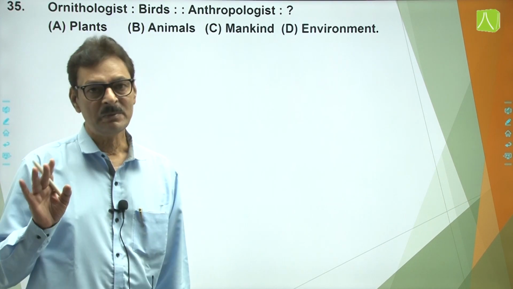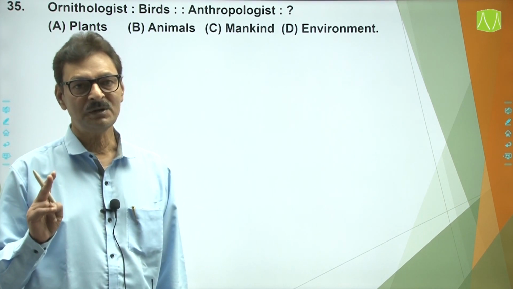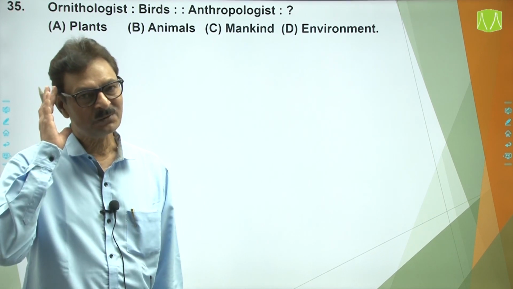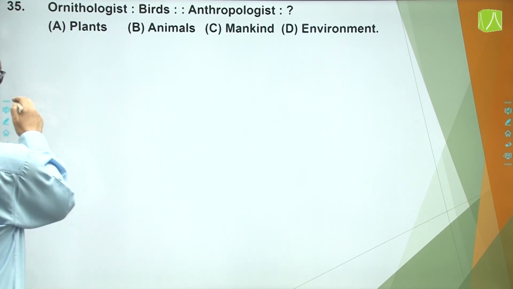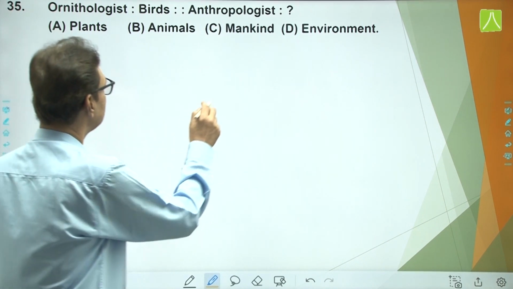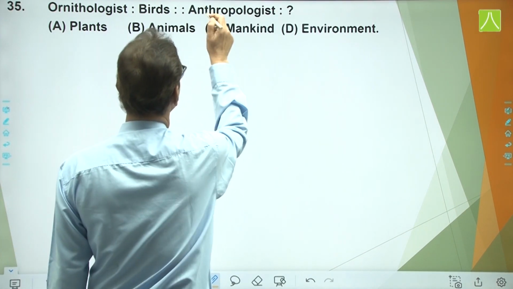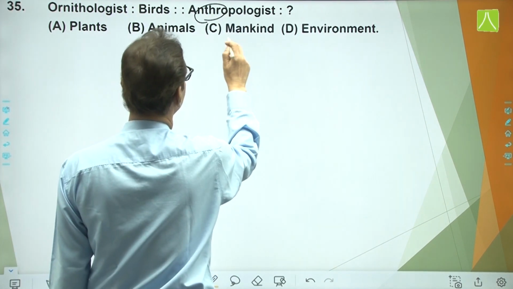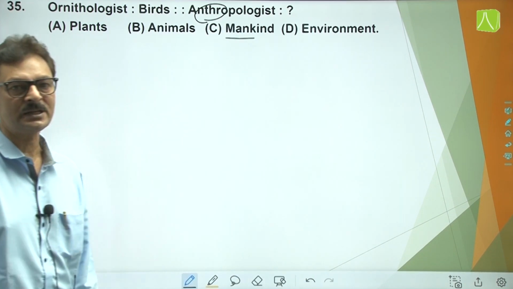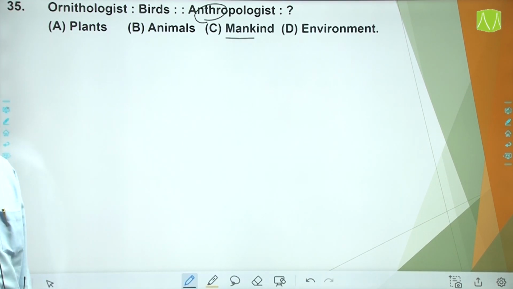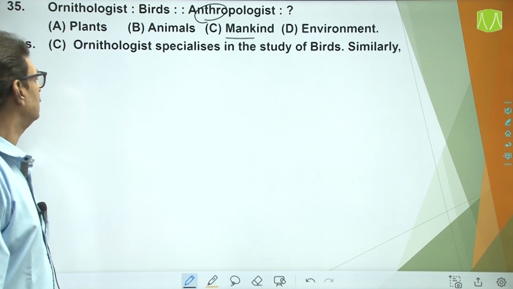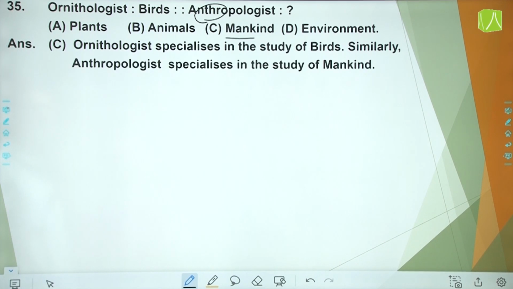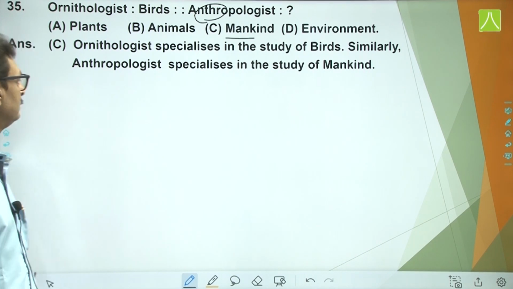Anthrop is, if you remember root words, the root word for human beings. Yes, it should strike us immediately. We have done root words, and we have done ample practice on this. So anthrop is a root word for human beings, and the correct answer should straight away be mankind. Similarly, anthropology is the specialized study of human beings.